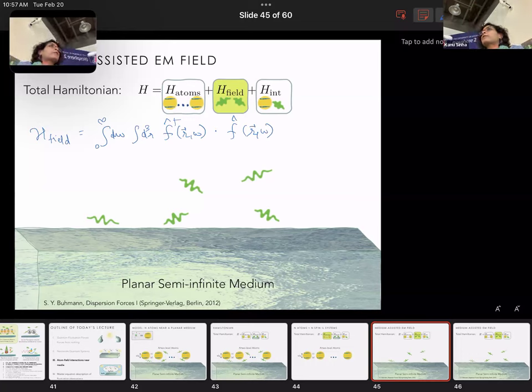How many of you have seen quantization of electromagnetic fields in the recent past? Just a show of hands briefly. Okay, or on a more regular basis, perhaps.